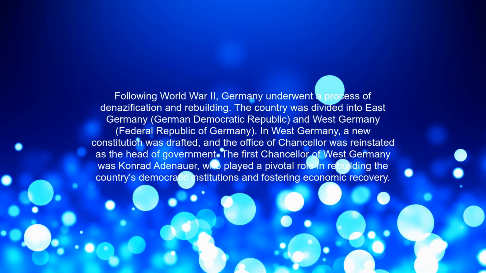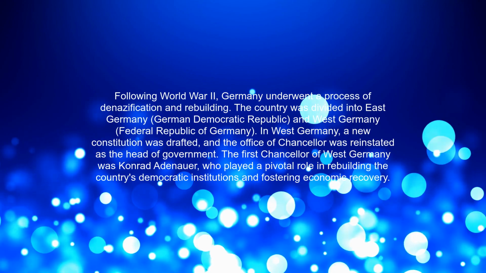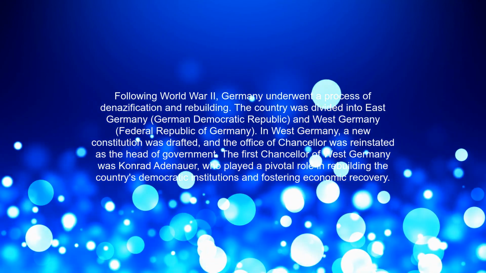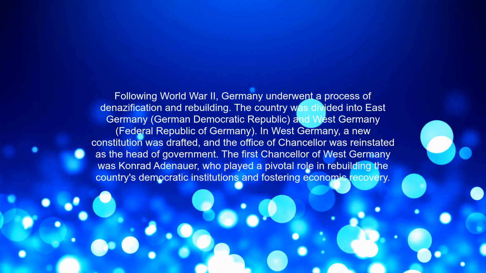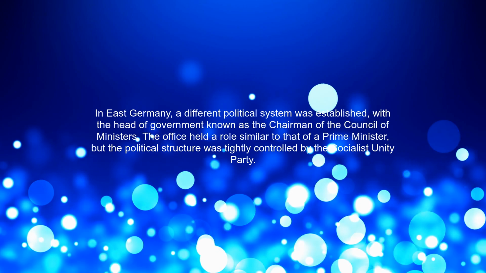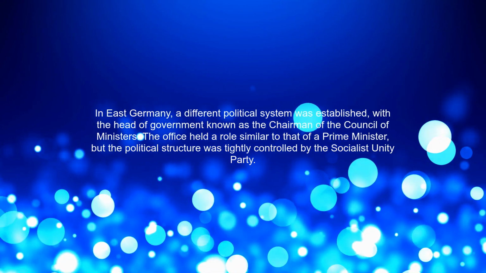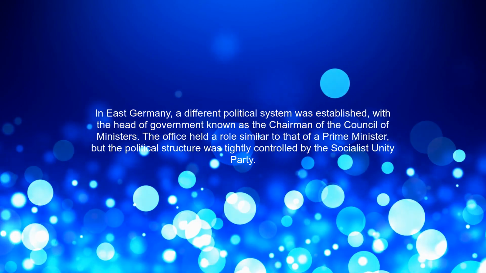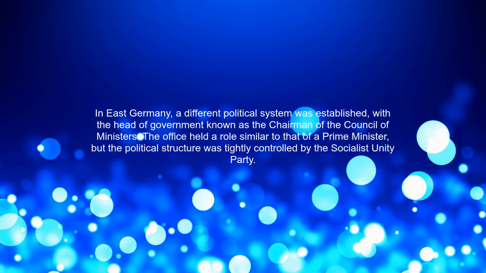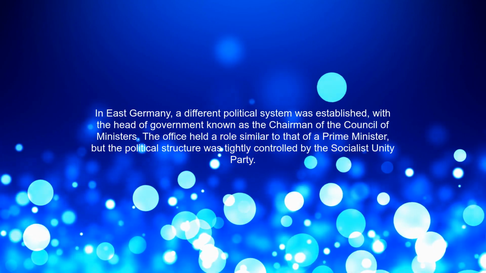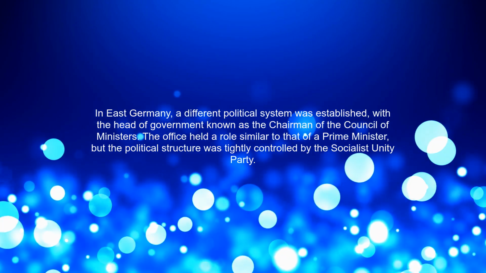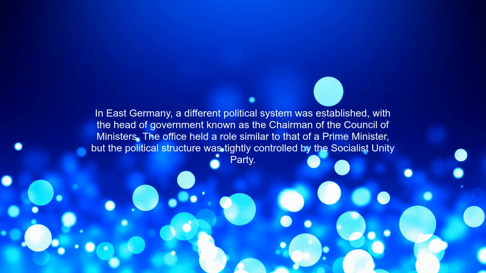The first chancellor of West Germany was Konrad Adenauer, who played a pivotal role in rebuilding the country's democratic institutions and fostering economic recovery. In East Germany, a different political system was established, with the head of government known as the chairman of the Council of Ministers. The office held a role similar to that of a prime minister, but the political structure was tightly controlled by the Socialist Unity Party.